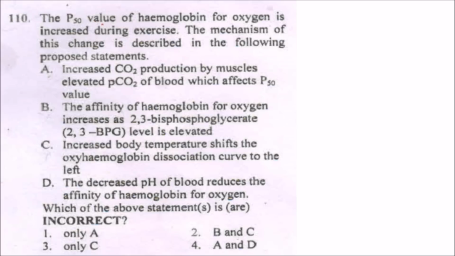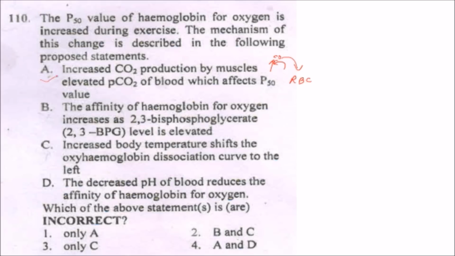The partial pressure or value of hemoglobin for oxygen is increasing during exercise. The mechanism of these changes is described in the following proposed statements. Increased carbon dioxide production by muscles elevates the partial pressure of carbon dioxide in blood, which affects the partial pressure value. Obviously, we know that partial pressure controls the exchange in the hemoglobin. So if the partial pressure is more in the muscles, then oxygen will be delivered to the muscles, and carbon dioxide will be exchanged to the RBCs, or with the hemoglobins.